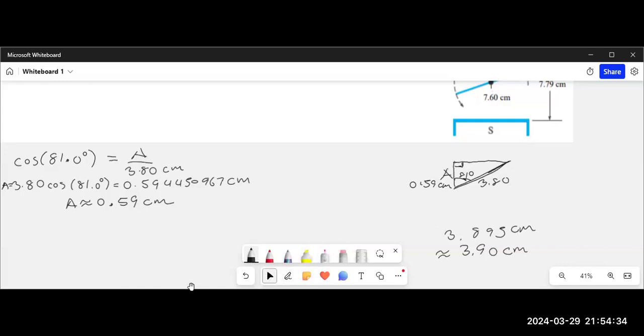So now we're going to find the difference between these two numbers, 3.90 centimeters minus 0.59 centimeters is 3.31 centimeters. And that is our answer to this problem.